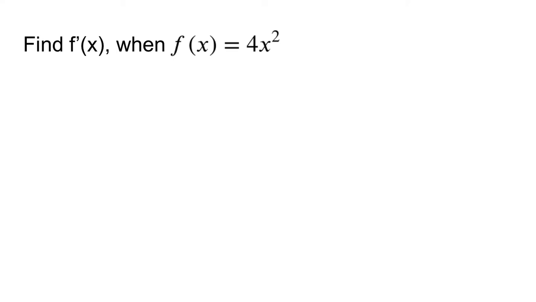So my problem here is no different than the ones I was just doing. The derivative, f prime of x, is equal to 4 times whatever the derivative of x squared was, which we know is just 2x.